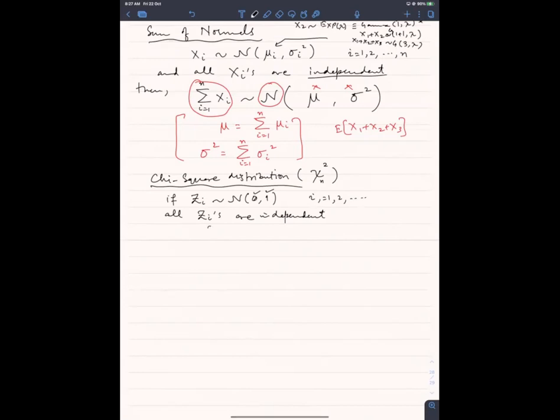Then the chi-square n distribution is defined as the summation from i equal to 1 to n of zi squared. That is, the sum of the squares of those normal variables. This is called a chi-square distribution with n degrees of freedom. N degrees of freedom.